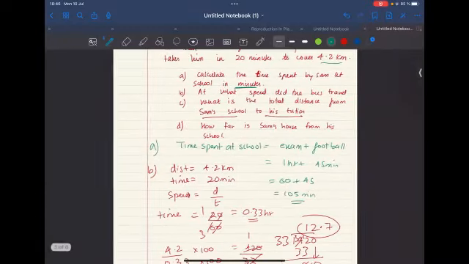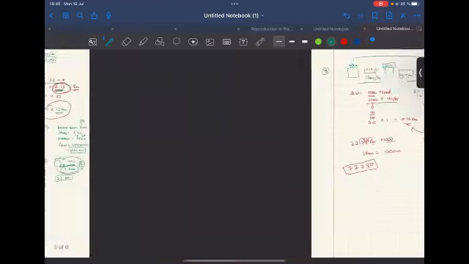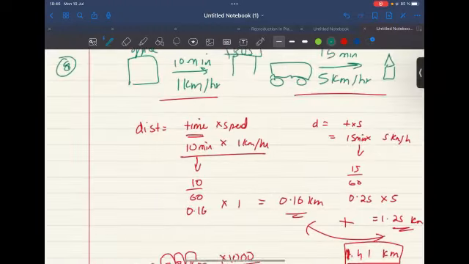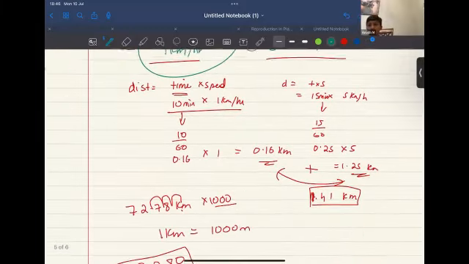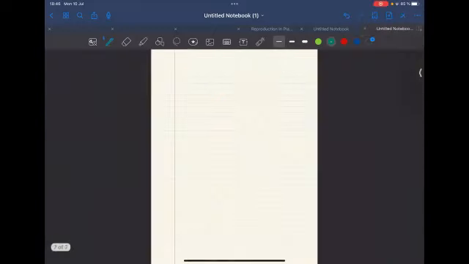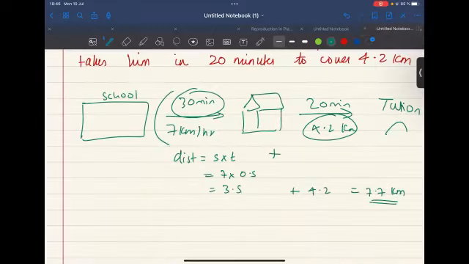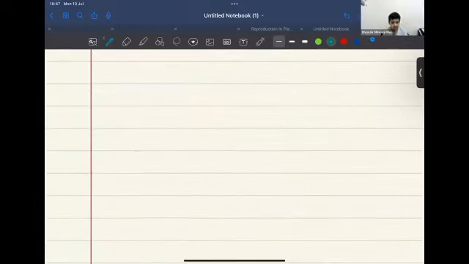The last question is, how far is Sam's house from his school? That is over here, which you have already found. You've already found over here. 3.5 kilometers. That is the last answer. I hope all of you have got the answer somewhat. Yes? Yes, ma'am.